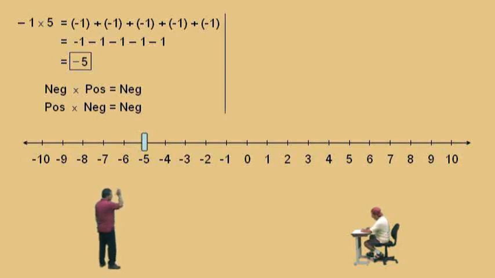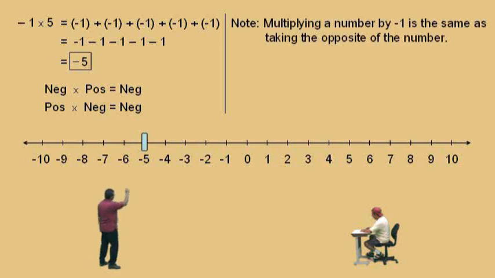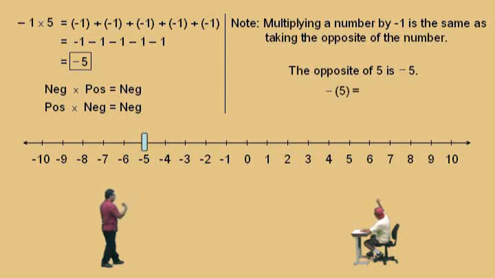So going back to this opposite concept, multiplying a number by -1 is the same as taking the opposite of the number, because -1 times 5 gives you -5. There you go. Okay. Opposite of 5 is -5. Using the symbols, the opposite of 5 is -5. And most of us like to look at it as, hey, this is the same as -1 times 5, right? That's what it is. -1 times 5 is negative 5. So there you go.